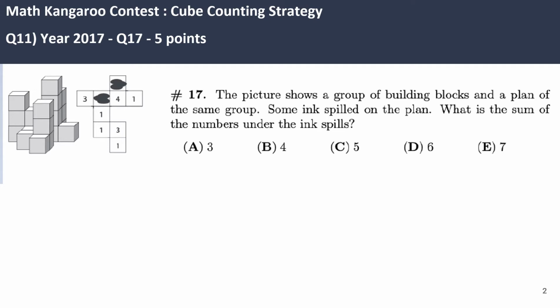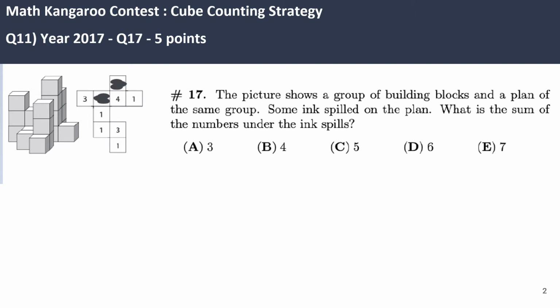So this is question 17 from year 2017. The picture shows a group of building blocks and a plan of the same group. Some ink spilled on the plan. What is the sum of the numbers under the ink spills?